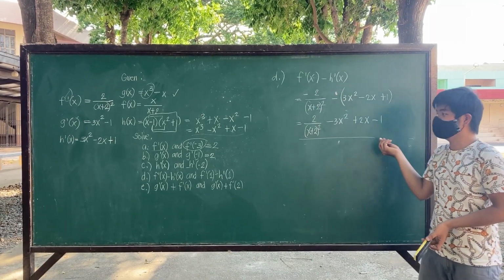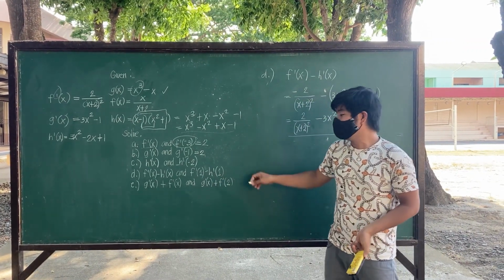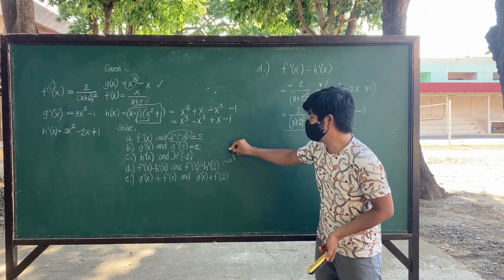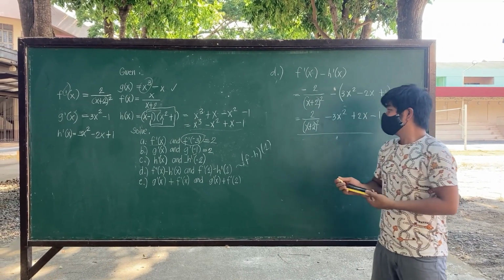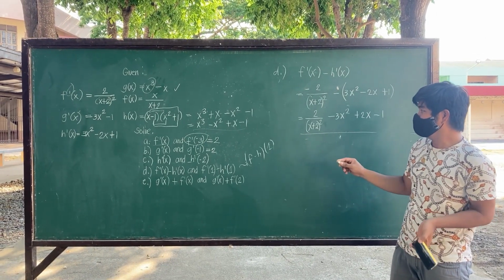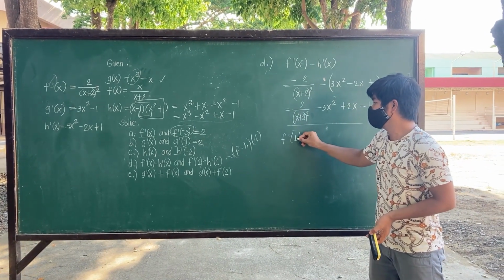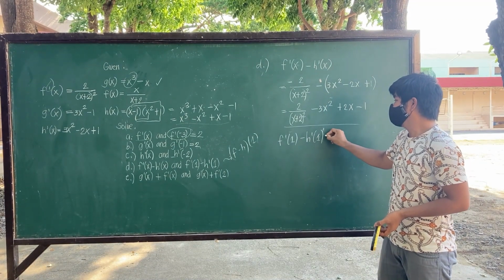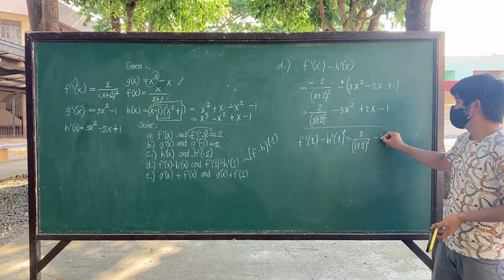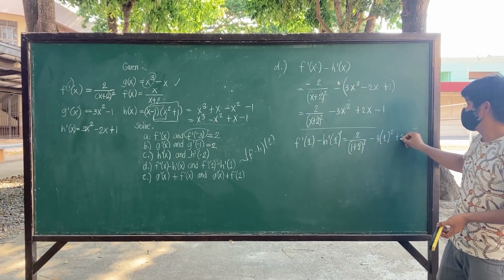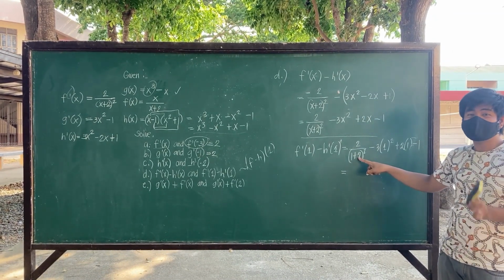Now use this function to get f prime of 1 minus h prime of 1. Remember that this is also equal to f minus h prime of 1. They're also the same. Okay? So we can use this one, substitute 1 from here. Then we have f prime of 1 minus h prime of 1 is equal to 2 over 1 plus 2 squared minus 3 times 1 squared minus 2 times 1 plus 1. So 1 plus 2 is 3, squared is 9.